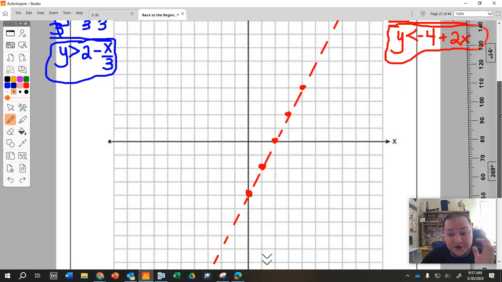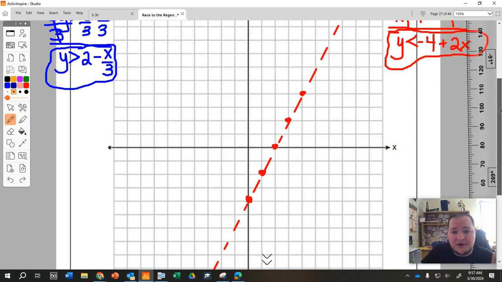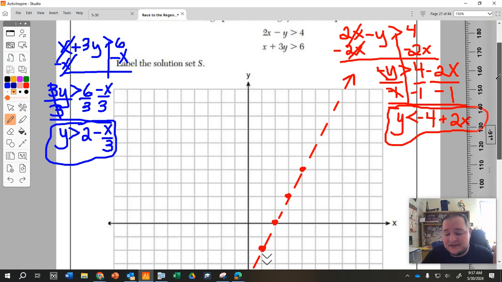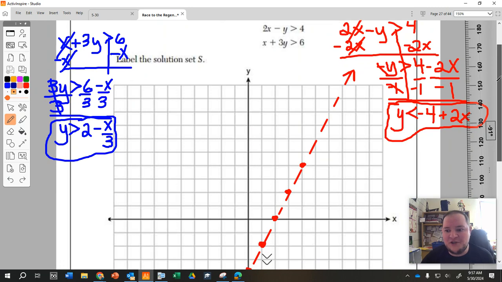Okay, now, there is shading involved. It's up to you whether or not you want to do the shading right now or do it at the end. I like to do it at the end because I do it all at once. It's up to you, but if you want to do it now, you can shade it. It's less than. If you're not sure which way to shade, just continue watching the video and I'll show you.